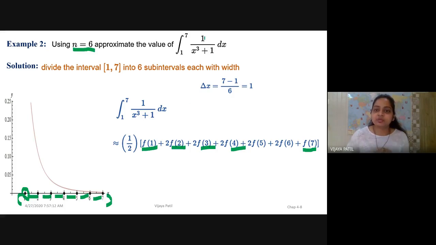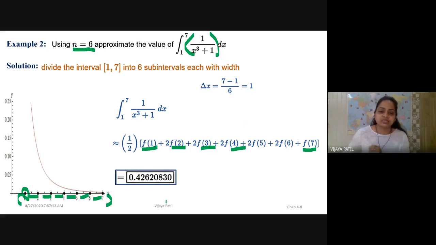That means we have kept 1 upon the value of x, and we have replaced x here as 1. So we have got the value. Then we have got f of 2 means 1 upon 2 cube plus 1. Then f of 3 is nothing but 1 upon 3 cube plus 1. f of 4 is 1 upon 4 cube plus 1, and so on. And we have got the answer as this. You can easily check the answer. Just understand the method thoroughly here.